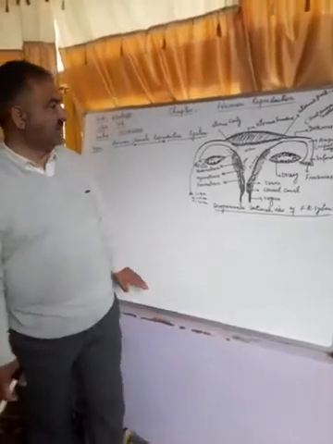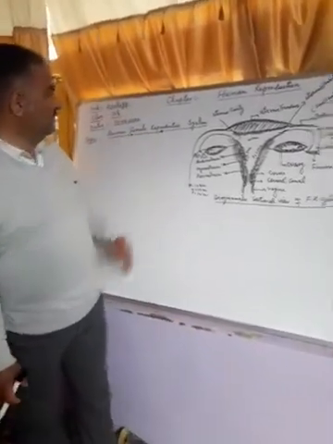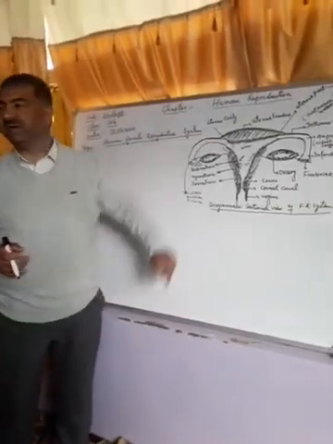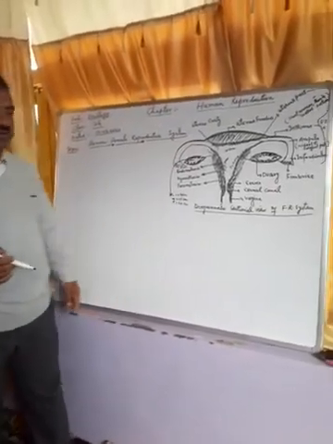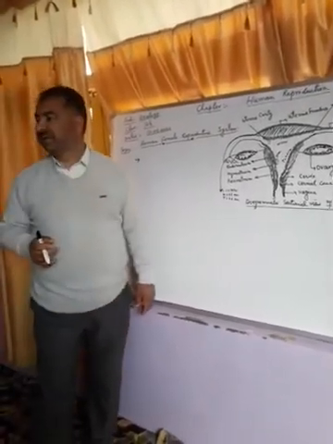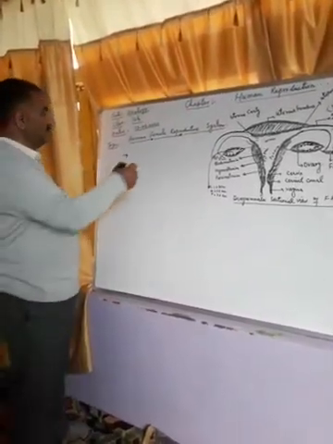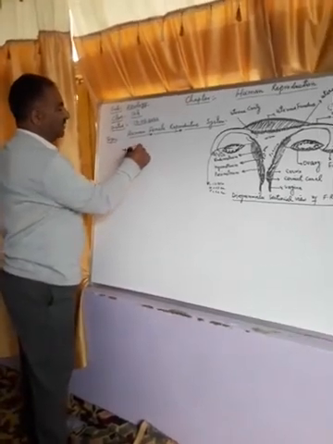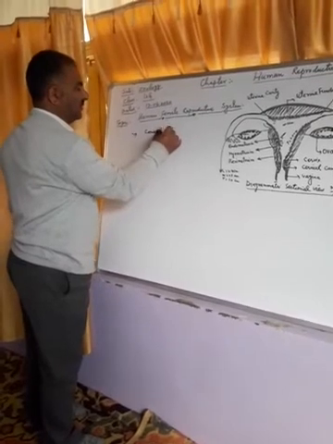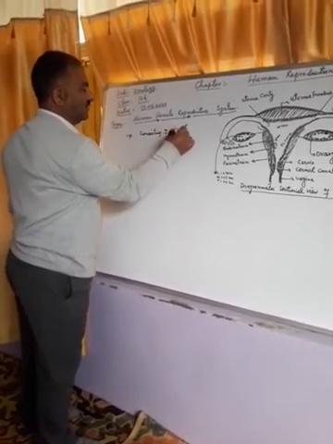Today's topic is the human female reproductive system from the chapter Human Reproduction. The female reproductive system is an organ system consisting of the following parts.